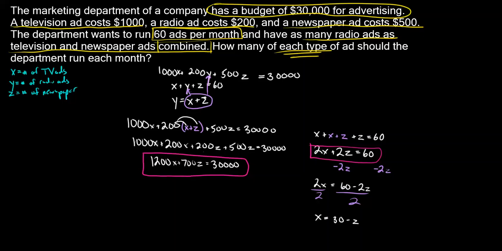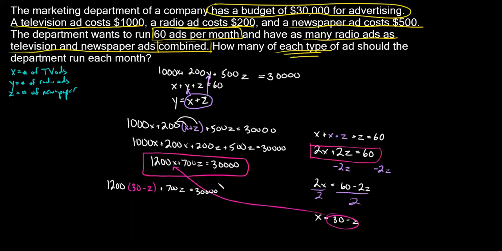And now I have x is equal to 30 minus z, and I have this equation over here that's in terms of x and z. Well, what I can do is take this 30 minus z for x and substitute it right in, and now I can go ahead and solve for z. So that's exactly what I'm going to do. I got 1200x. Well, I just found x to be 30 minus z, plus 700z is equal to 30,000.